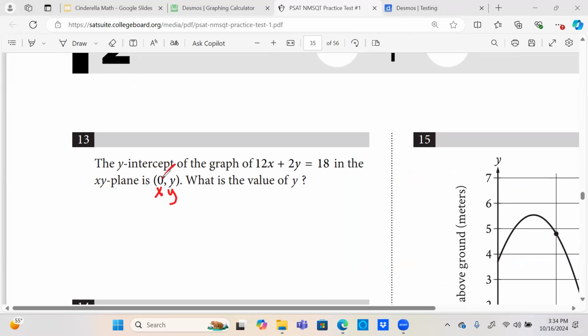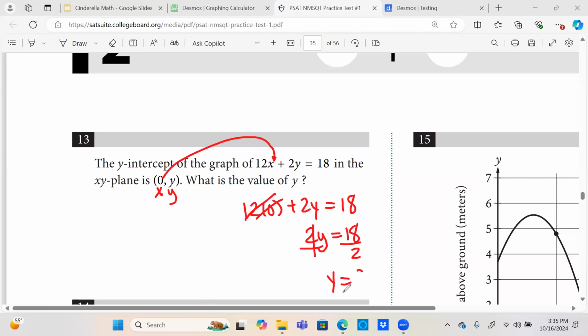So take the 0, plug it in for x. So 12 times 0 plus 2y is 18. Well, anything times 0 is gone, right? It's just 0. So we have 2y is 18, divide by 2, and we get y is 9. So you would just type 9. That's if you wanted to do it by hand. Not hard.